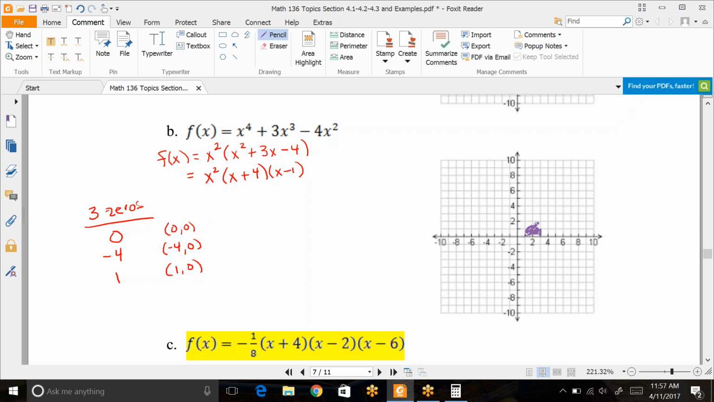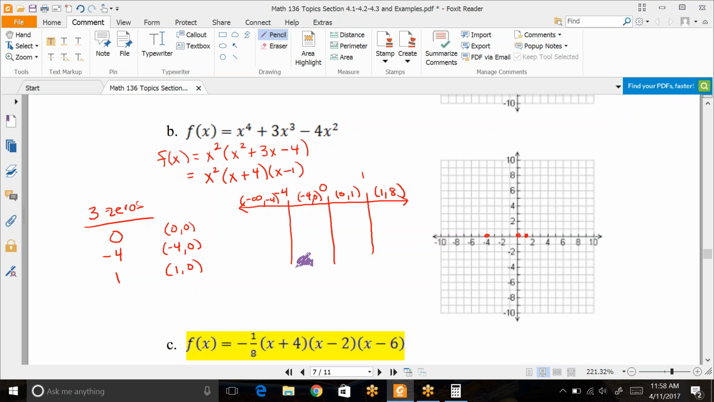So we can go ahead and plot those over here. So (0, 0), (negative 4, 0), and (1, 0). That one's really close to the other one. Now we're going to make a chart to figure out when are we above or below on the x-axis. So place these intercepts from least to greatest, so negative 4, then 0, and then 1. Write your intervals. This is negative infinity to negative 4, negative 4 to 0, 0 to 1, and 1 to infinity.